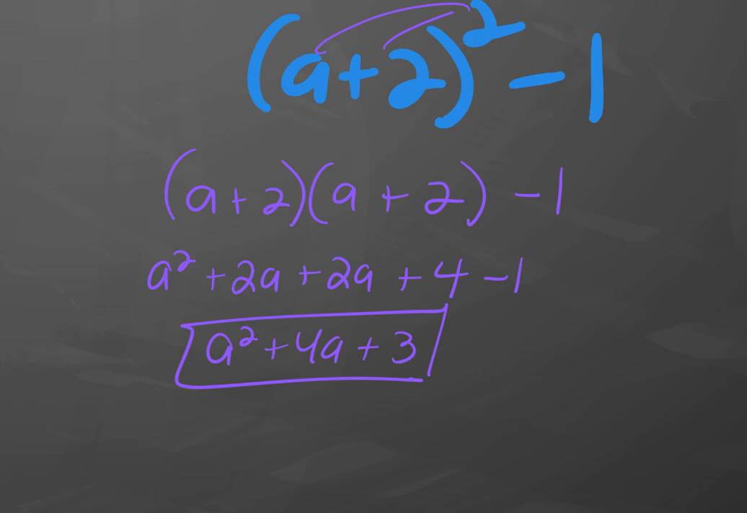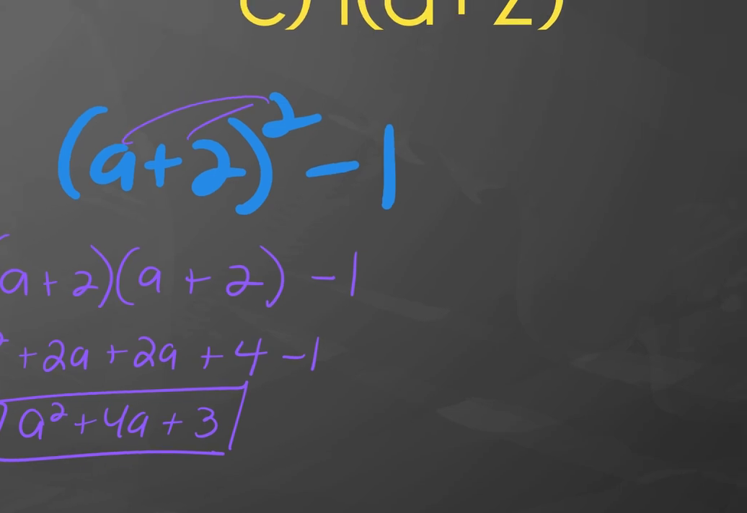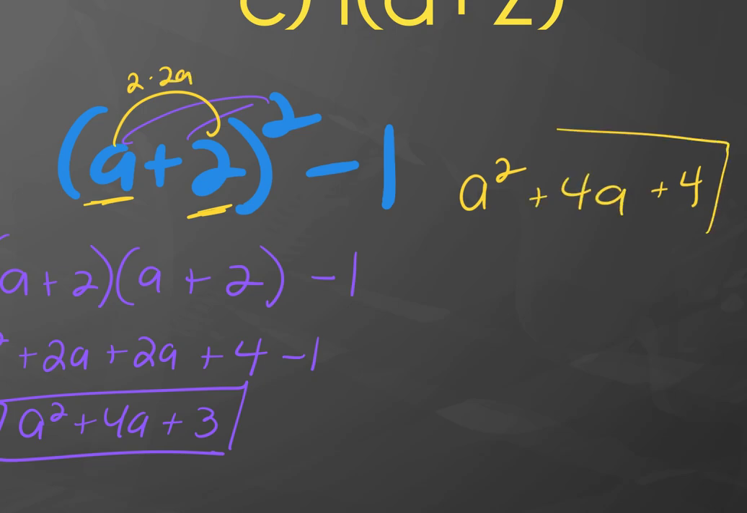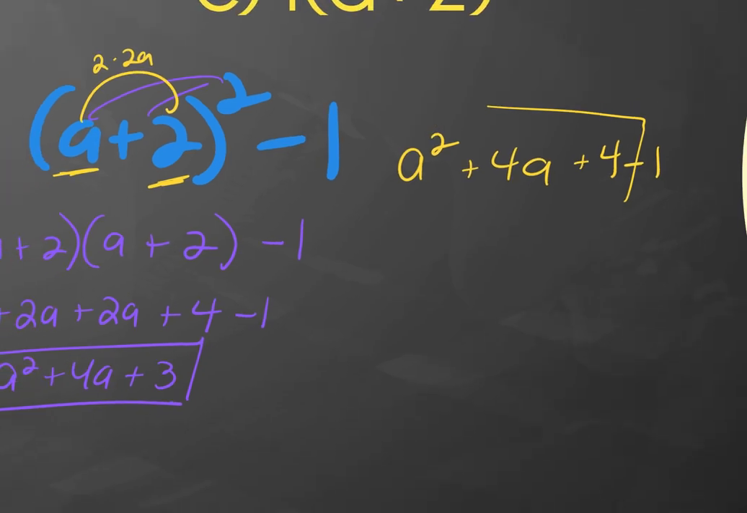Now the shortcut, because we're going to use it sporadically a lot. When you are raising a binomial to a square, then the shortcut is square the first term, so it'd be a squared. Square the last term, so it'd be plus 4. And then double the product. So 2 times 2a is a positive 4a. And then I'd still have to do the minus 1. But that's a shortcut just to square any binomial. Square the first, square the last, double the product.